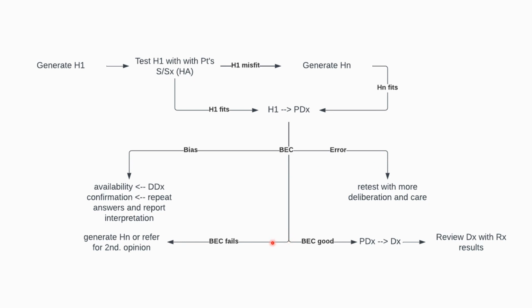If the bias error correction then fails, generate HN. If you cannot generate another hypothesis, out for a second opinion. If the bias error correction is good, then your provisional diagnosis now becomes your diagnosis, and you consistently and continuously review that diagnosis with the treatment results.